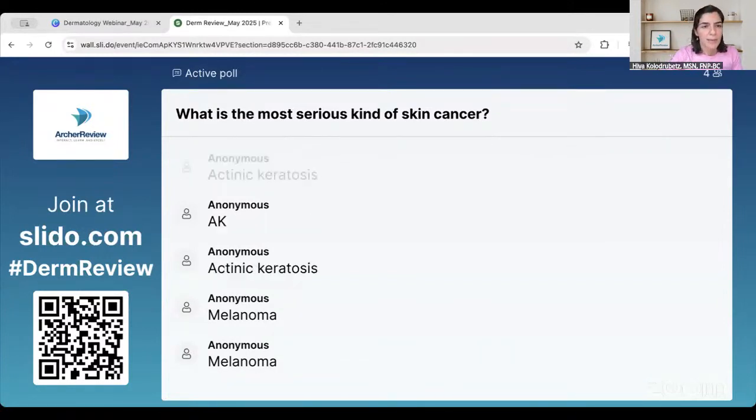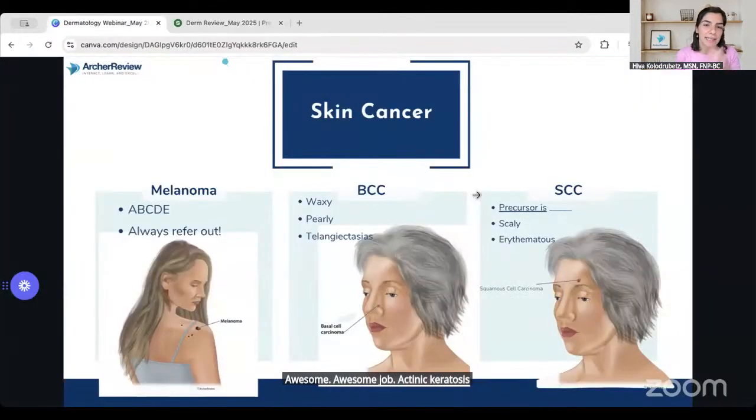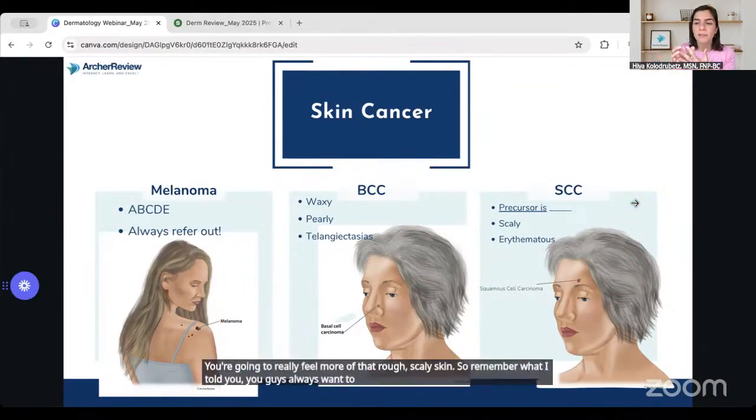Awesome, awesome job. Actinic keratosis. Absolutely. And so with this one, you're going to really feel more of that rough, scaly skin. So remember what I told you, you guys always want to be feeling that skin. Does it feel rough? Does it feel scaly? Sometimes patients will also describe it as itchy, right? So that's definitely something that we want to freeze off because it is a precursor to squamous cell carcinoma.